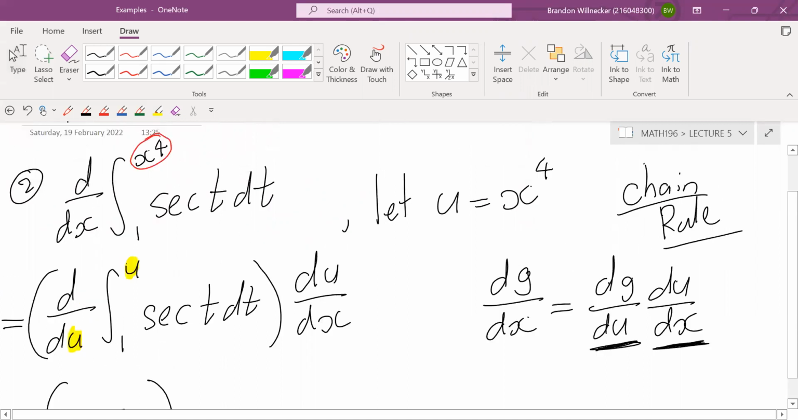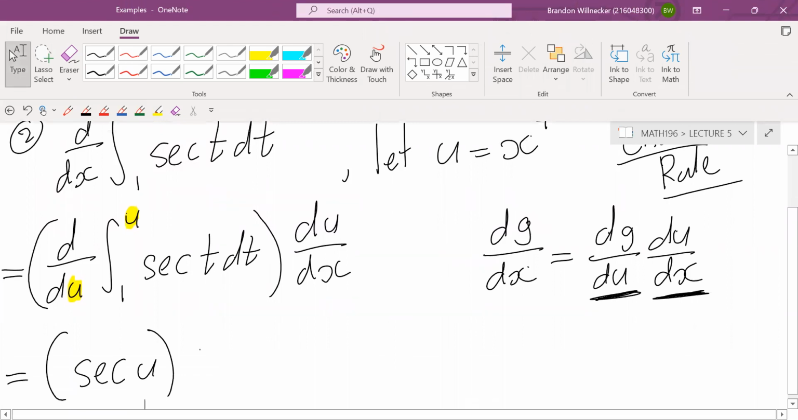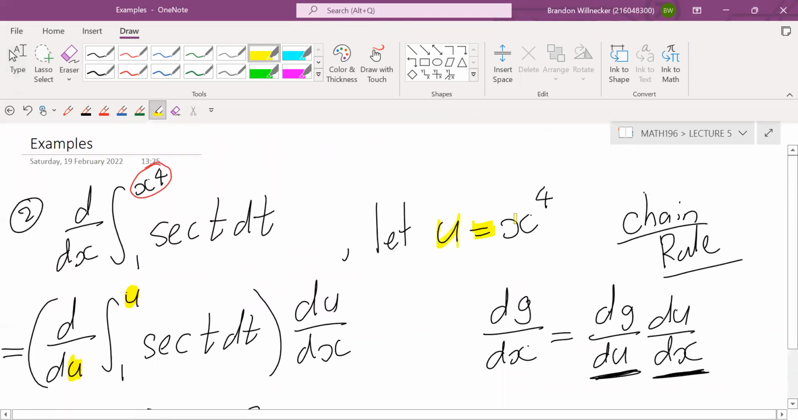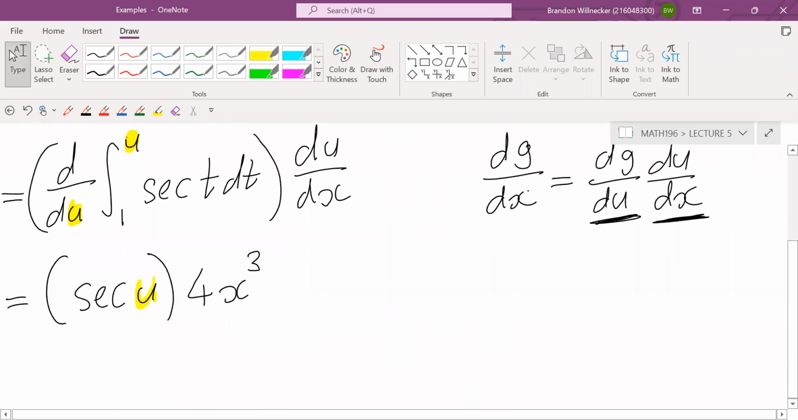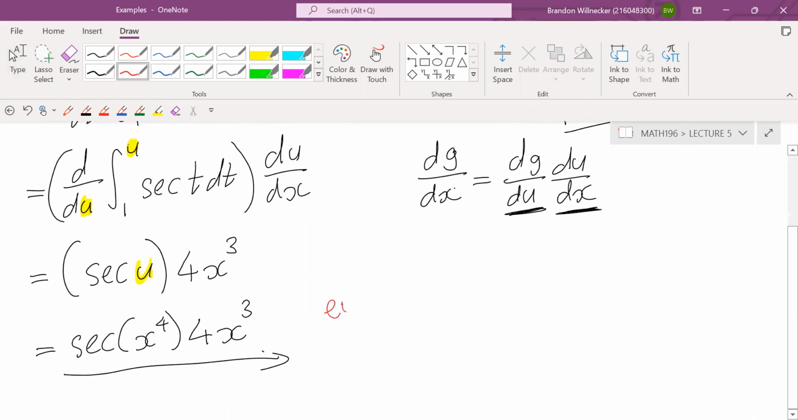Now, what about du by dx? Well, if u is x to the 4, then du by dx is going to be 4x cubed. So we're almost done. But we can't leave this as u, because remember, we said u was x to the 4. We need to write everything in terms of x. So this now becomes sec of x to the 4 times 4x cubed. And that's our final answer. Just make a little note: everything in terms of x. You can't leave it at this halfway stage over here. We need to replace all of the u's with whatever the x function was.